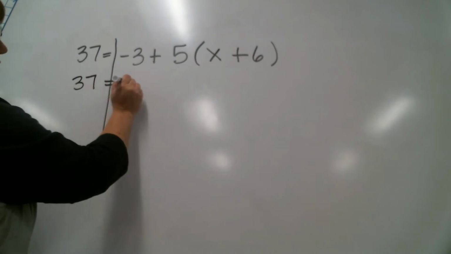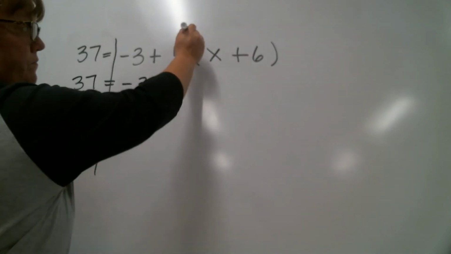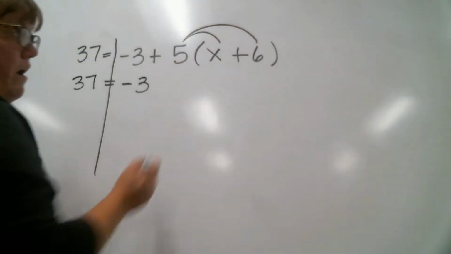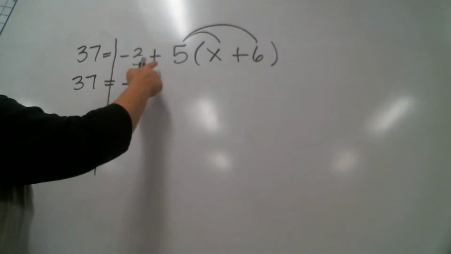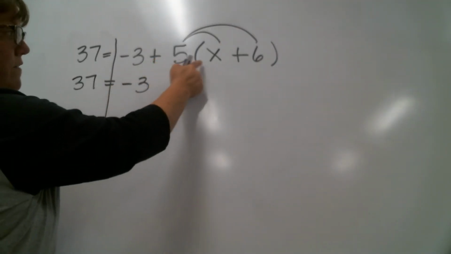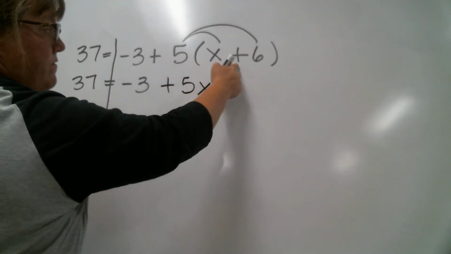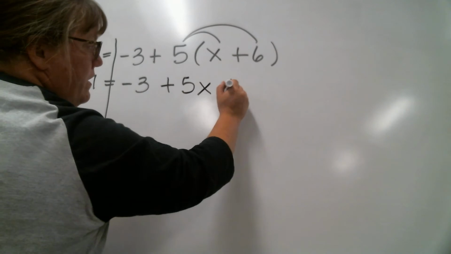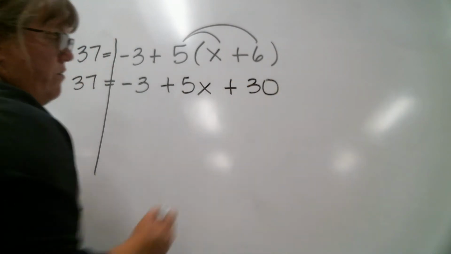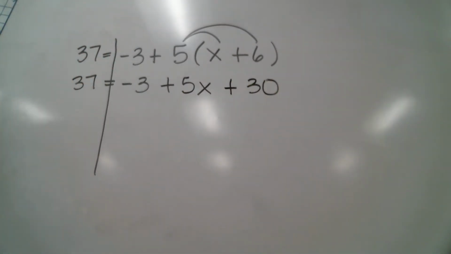37, -3. Now, this is where I'm going to take care of distributing that 5. This is a positive 5. So 5 times x would be positive 5x. And then 5 times positive 6 is just plus 30. Okay, so we took care of distributive property.